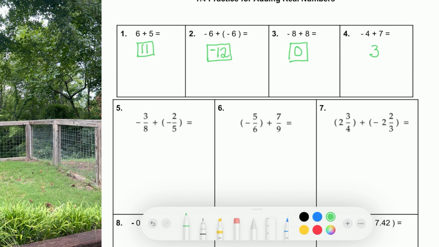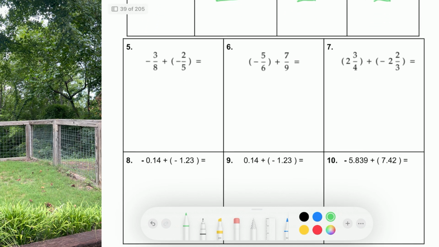But do we have a positive 3 or a negative 3? Well, that's the second part of the rule. So remember, the second part of the rule tells us that we take the sign of the larger or the greater number. 7 is greater than 4. So we're going to keep that positive that was with the 7. So our answer is positive 3.